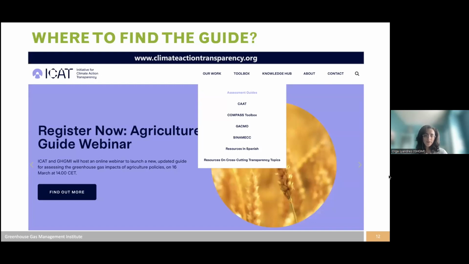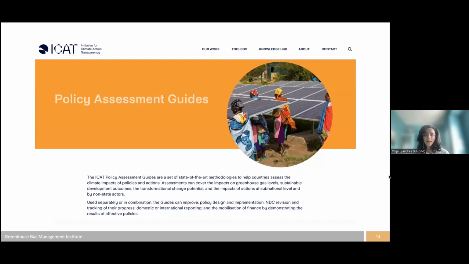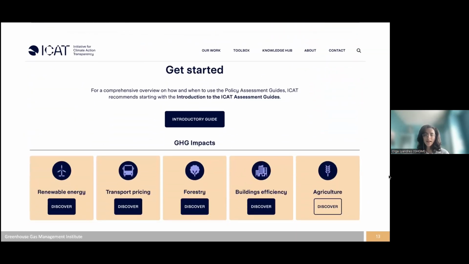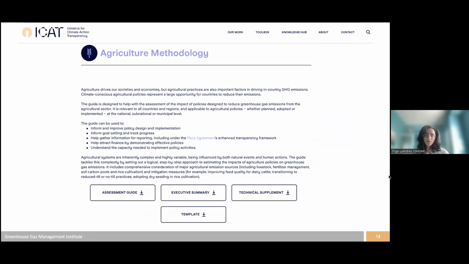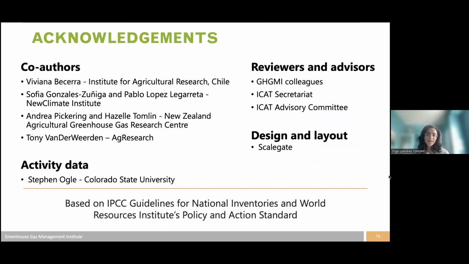And you can find out more information about the guide itself and this particular part on the ICAT website. If you go to the toolbox option and select assessment guides, you will land on the page that has a number of different assessment guides offered by ICAT. And if you select agriculture, it will take you to the page where all the materials are available for download and your use.